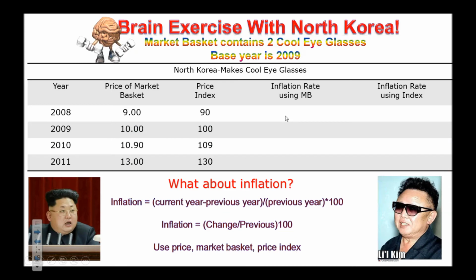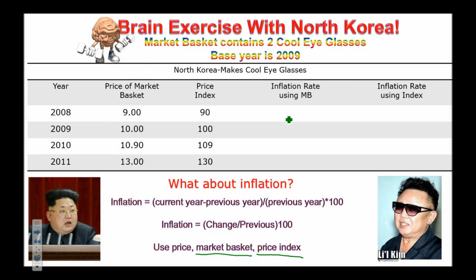Again, this is just rate of change. Okay? And we can use, there's actually 3 things you can use. With the data we have, there's just 2 things we can use. Okay? We're going to use the value of the market basket to calculate inflation, or we can also use the price index. Okay? So what I've done is I've carried forward our market baskets and our price indices from the last slide. And all we're going to do is calculate the rate of change using each of those numbers.